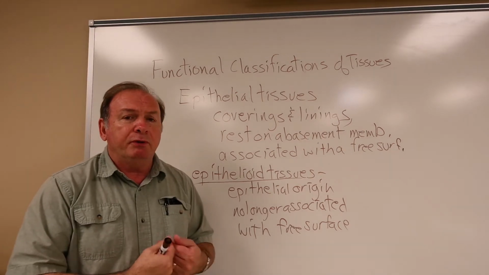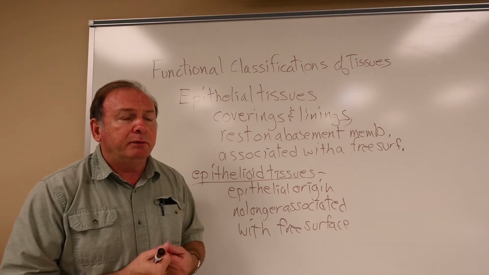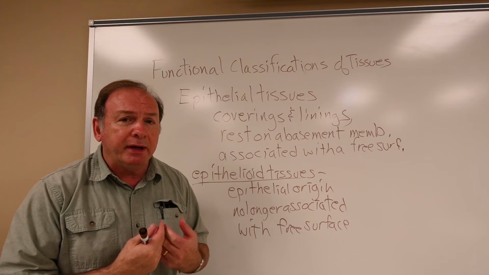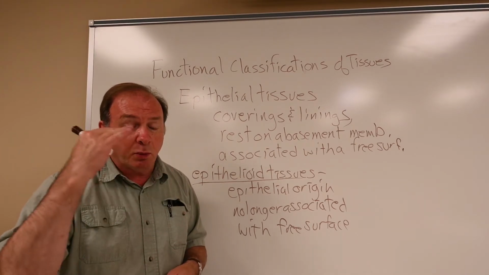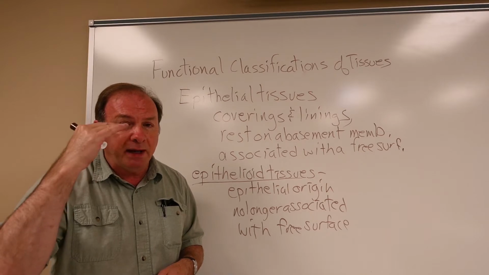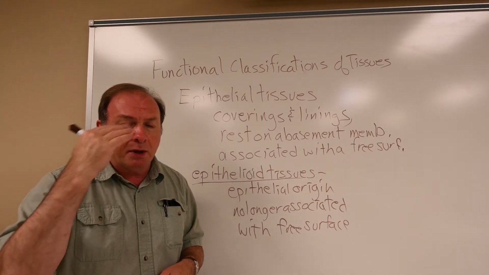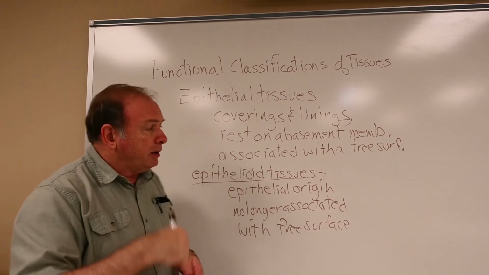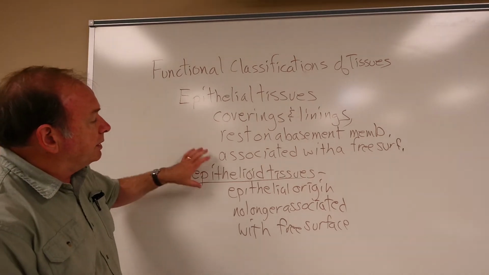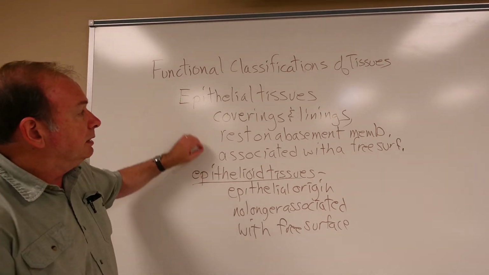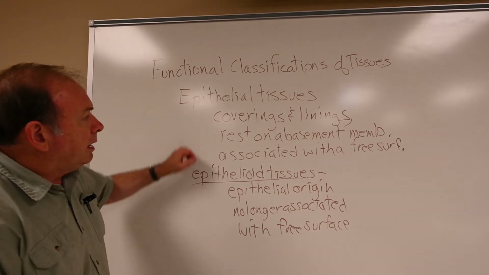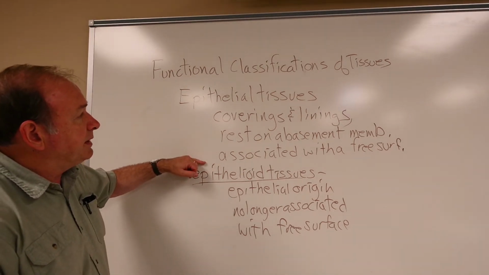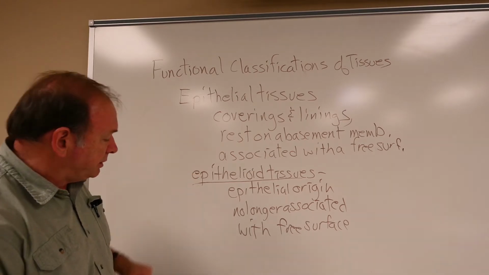Portions of your adrenal medulla, for example, and your pituitary gland are really good examples of epithelioid tissue. The pituitary was at one time part of the roof of your nasal passages in the oronasal cavity, and then it migrated away from that position. So there are a few organs in the body that are epithelioid. They started as epithelium, but then moved away from that. We will break down the specific types of epithelial tissues here in just a little bit.